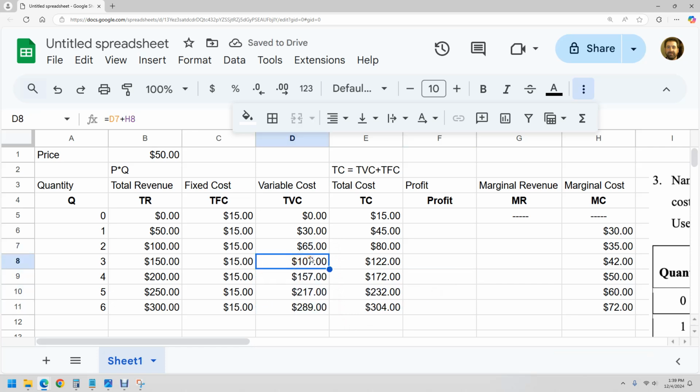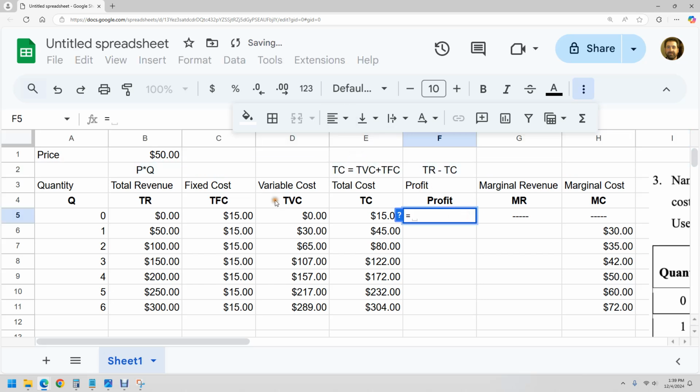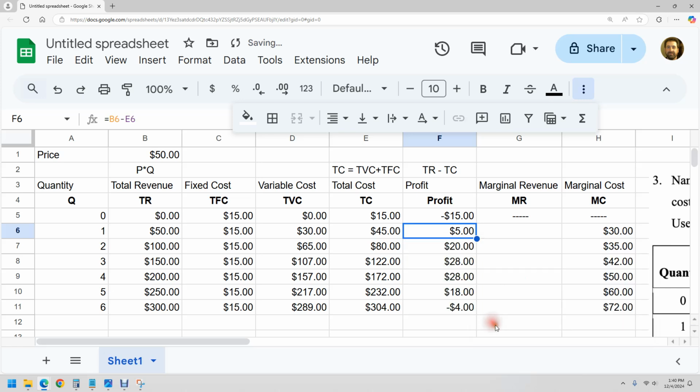Let's just check it here. So this is 107, so that should be 42 more than that, and it is. This is 50 more than that, and it is, and we can trust it. Okay. Now our profit is total revenue minus total cost. Okay. Put those in the center. You can see them. Okay, so total revenue is 0 minus our total cost, and there we are.